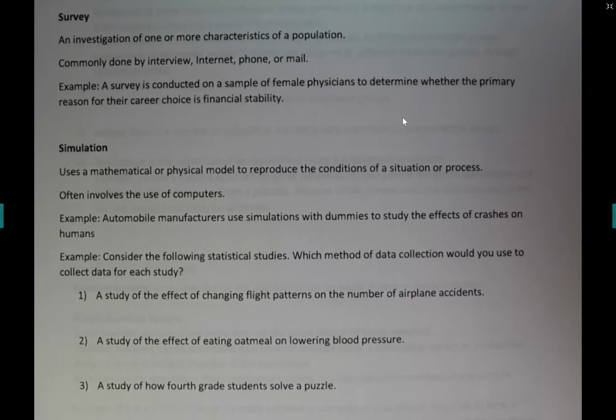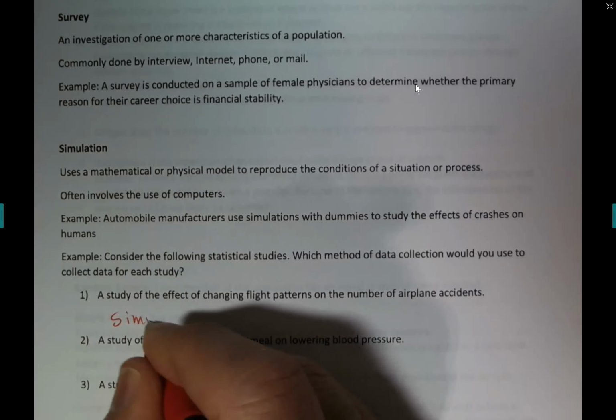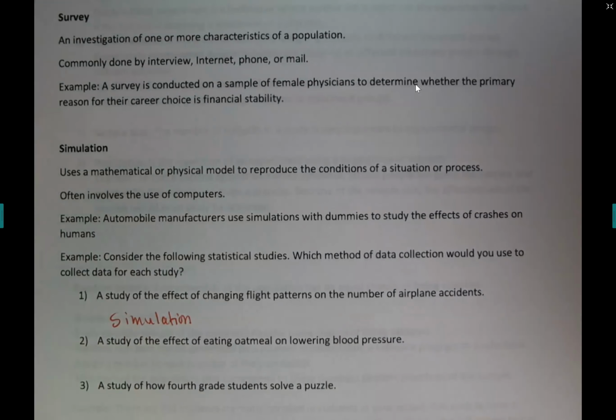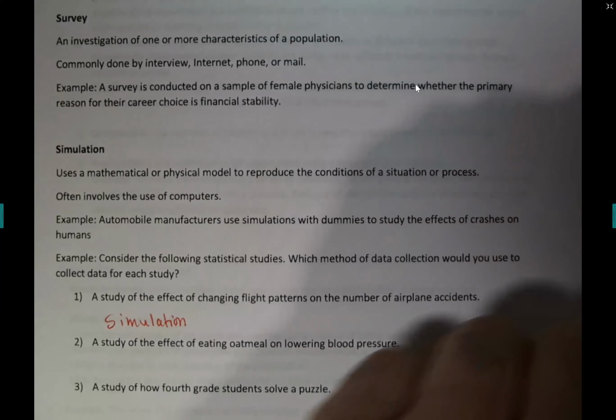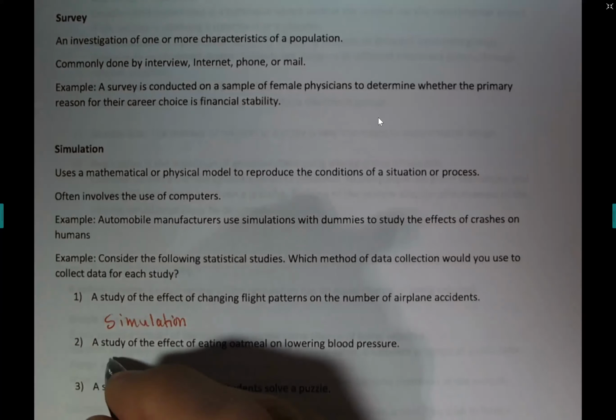Yeah, I got 2 responses in chat. Simulation, I agree. Definitely, they're not gonna do the real thing here. I wouldn't volunteer if I was a pilot, just to do this. Okay, a study of the effects of eating oatmeal on lowering blood pressure. Experiment. Yeah. And the chat agrees as well. Experiment. I agree.